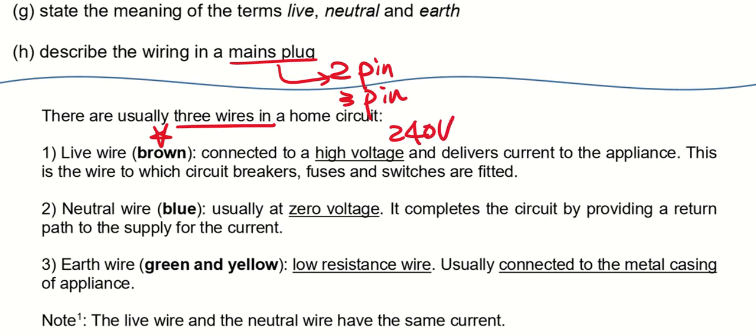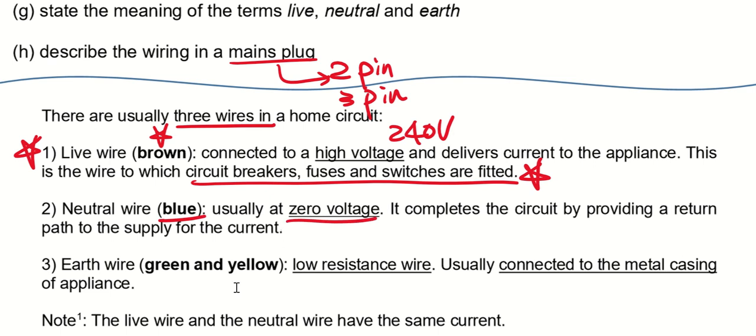So this live wire is the wire to which circuit breakers, fuses, and switches are fitted. This is important, so you need to memorize this. In the case whereby they ask a question, what is meant by a live wire? You will use this definition. Next one is the neutral wire. The neutral wire is blue. It is usually at 0 voltage. It completes the circuit by providing a return path to the supply for the current. And again, this is a definition you have to memorize.